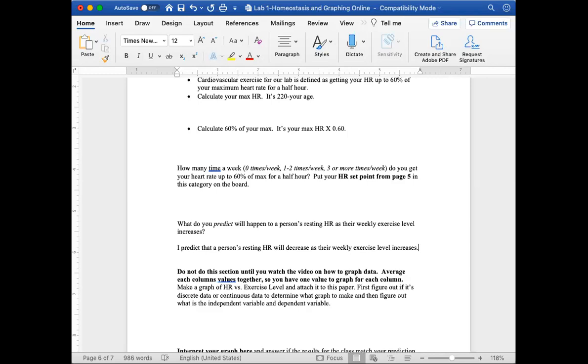Okay, why do I think that? Well, the heart is a muscle, and the more you exercise that muscle, the more cardiovascularly fit it gets, or the better it gets, right? The more effective pump it is. So the more times you exercise, the more conditioning it is, and then the fewer beats per minute it has to do, because it's pumping out so much blood per beat that it doesn't have to beat as much.